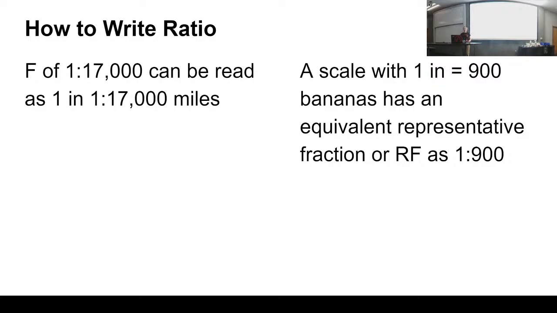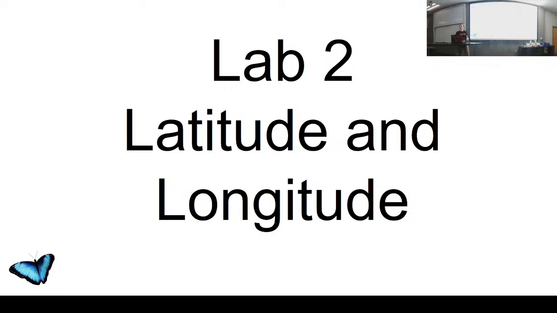We also look at maps, sometimes we'll see a ratio. It can be read as 1 to 17,000, or 1 in 17,000, or 1 to 17,000 miles. So don't get too caught up in those. It's just telling you, hey, this is the ratio of that.